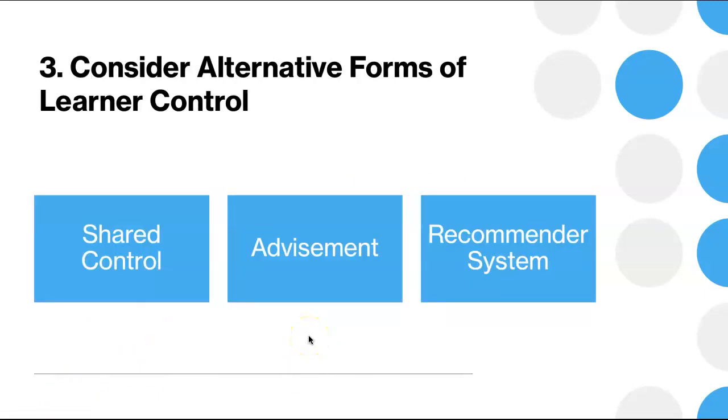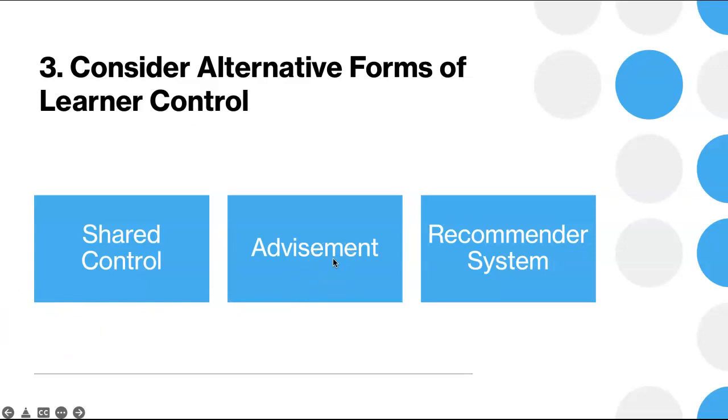The third principle is to consider alternative forms of learner control. Here, there are 3 types. First, shared control. In shared control, the instructional program makes some decisions by offering the learner different options from which the learner can choose. Shared control will require additional resources to create multiple tasks of similar difficulty and guidance levels.